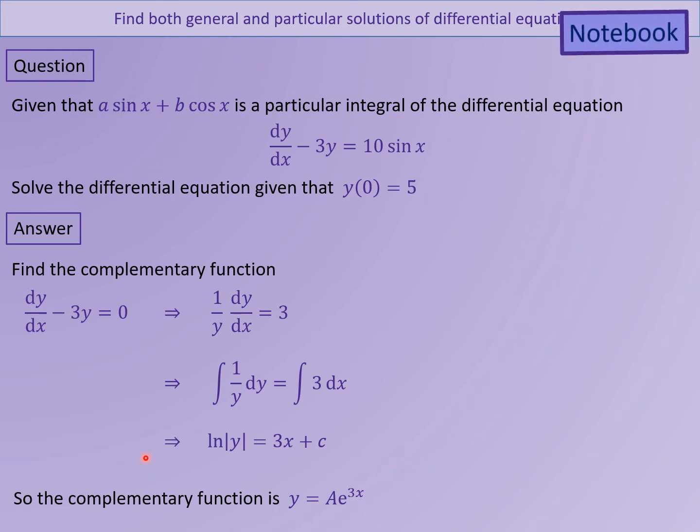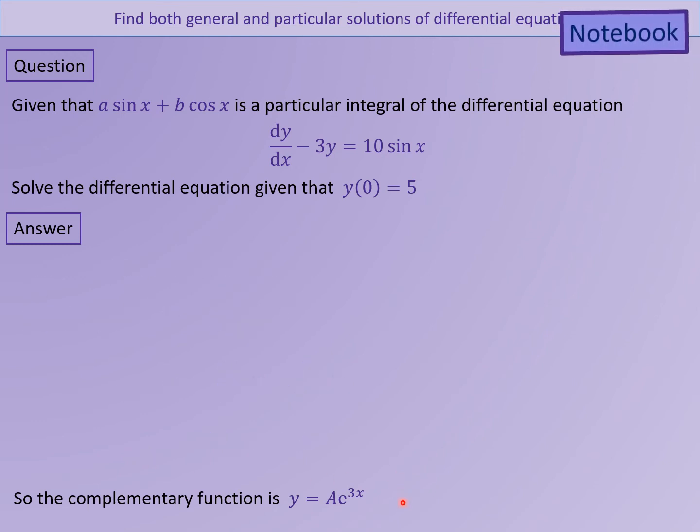I need two parts to get my general solution. So I've got the complementary function. Now I want to look at the next. So I want to find the particular integral. Now they've told me in the question that a sine x plus b cos x is a particular integral. That means if I substitute it into here, it should be equal to 10 sine x if I can figure out the a and the b value.